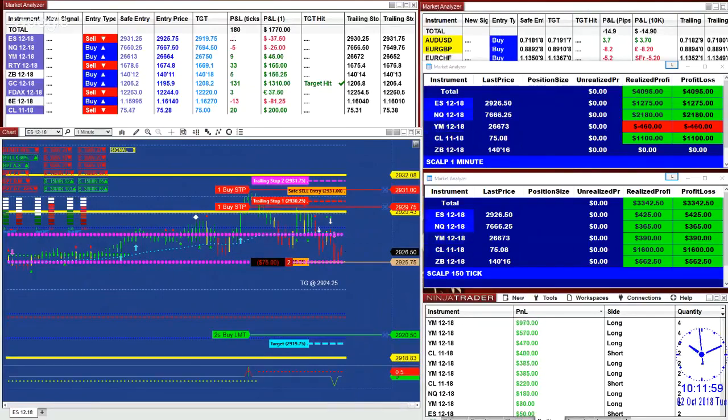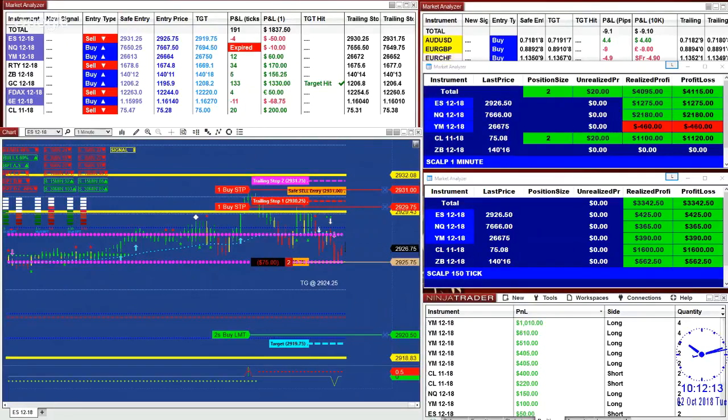And the YM is refusing to drop through all those levels. So it's going to take a little time before everything starts sinking in. That's all we have right now. We only have the ES trade.